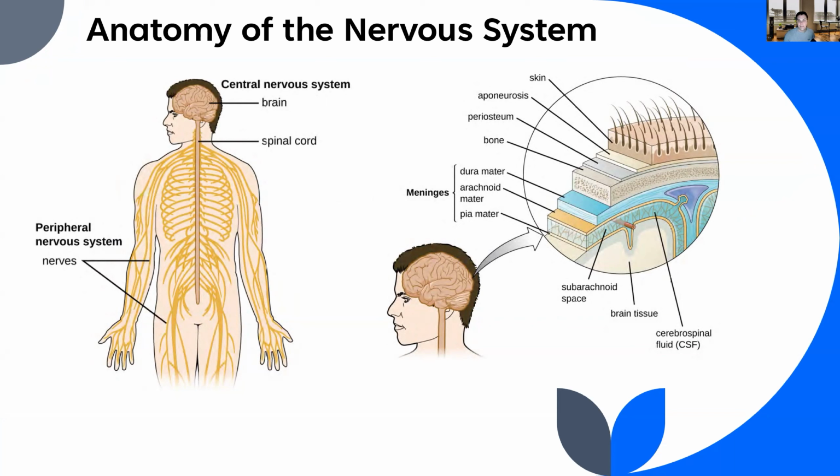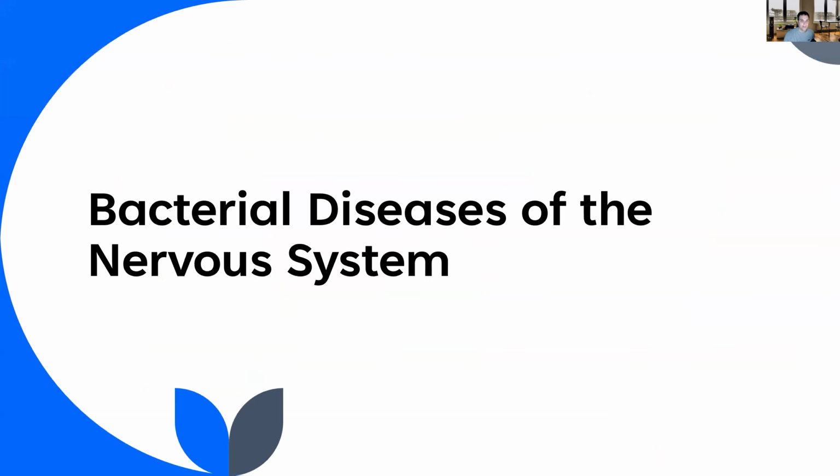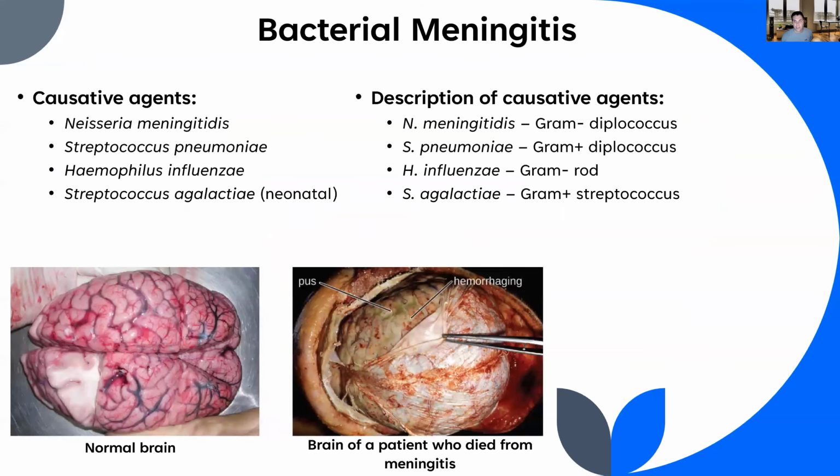And within the central nervous system, we'll be talking a good deal about different types of meningitis. So we'll talk about bacterial, viral, and fungal meningitis during this video. So let's just remind ourselves of what the meninges look like. This is that protective covering that protects the brain tissue. And obviously, anything that can get in there and cause damage is going to be highly problematic and potentially fatal. So let's begin our conversation with bacterial diseases of the nervous system and start with bacterial meningitis.